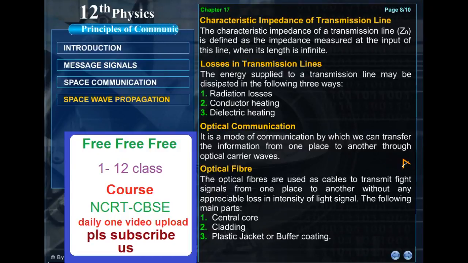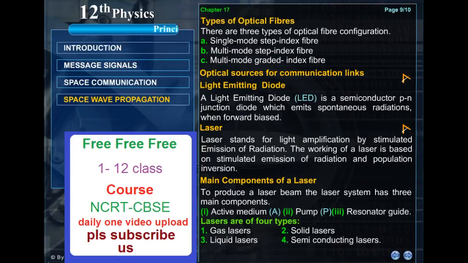Optical fibers are used as cables to transmit light signals from one place to another without any appreciable loss in intensity of the light signal. The main parts are: central core, cladding, plastic jacket or buffer coating. Types of optical fibers. There are three types of optical fiber configuration: single mode step index fiber, multi-mode step index fiber, multi-mode graded index fiber.